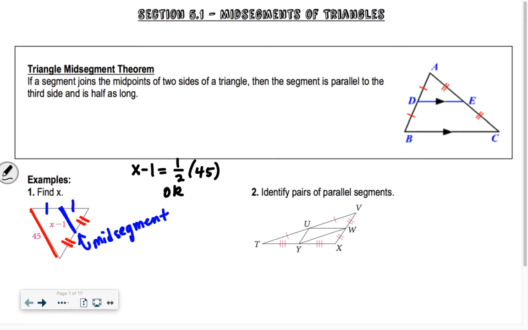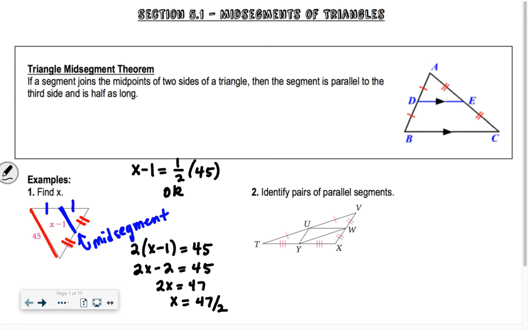or we can write it in a different way. What's the easiest way to write this? Yeah, twice the midsegment equals the longer side, right? Does that make sense? That way you don't have to deal with those fractions. So we're going to have 2x minus 2 equals 45. So 2x equals 47. So x equals 47 over 2. Okay, you could write that as a decimal if you want, or you can just leave it like that.